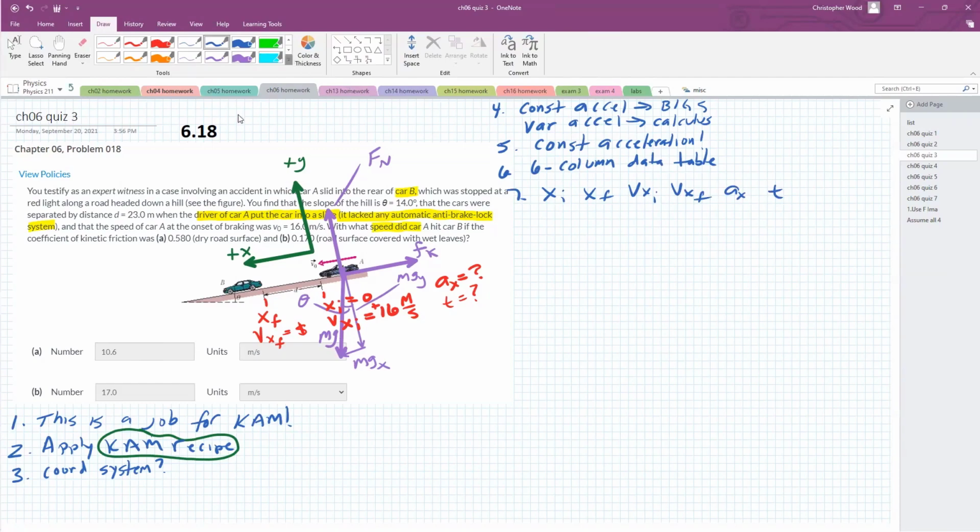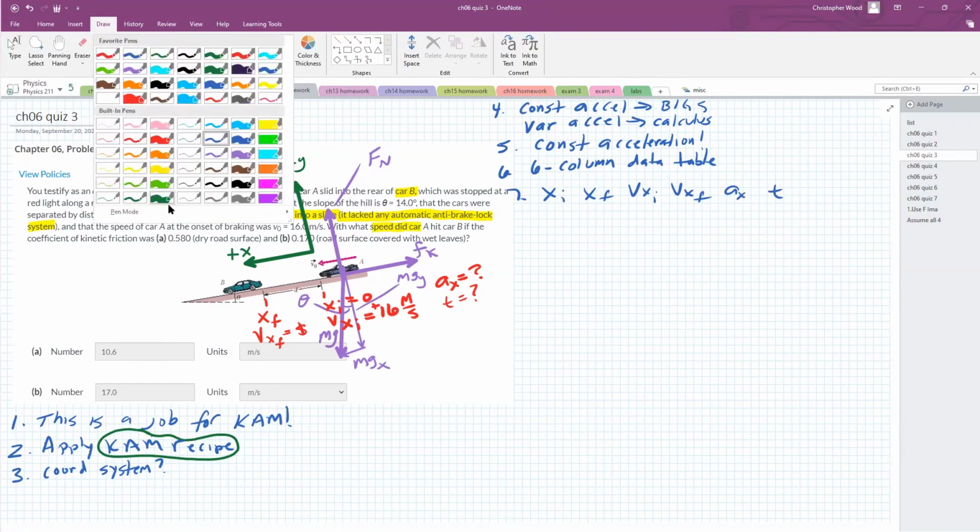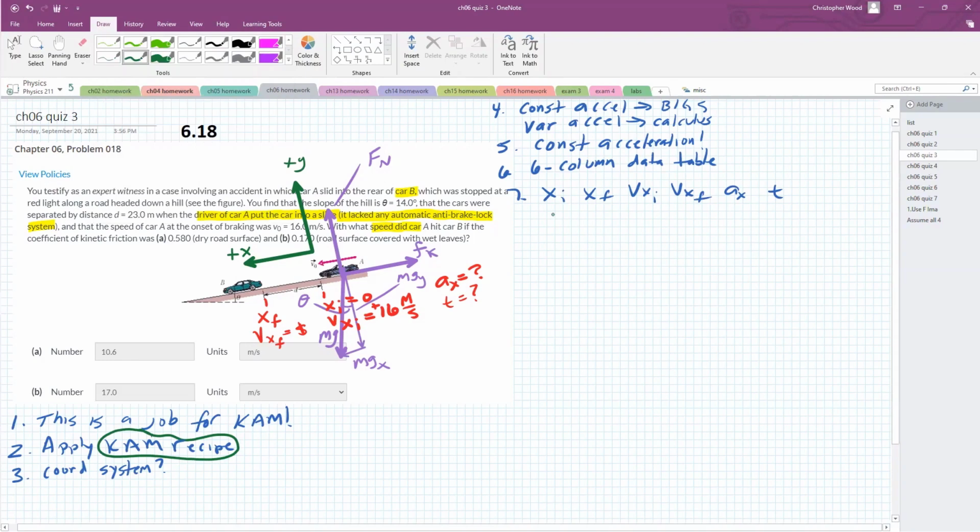And now it's just a game. What do I know as far as these entries are concerned? X initial is 0. X final is D. For me, this is 23 meters. This is given: D equals 23 meters for me. My initial X velocity is down the ramp, so that is a positive number, and as mentioned, it is 16 meters per second. This is my impact velocity, VXF. This I don't know, and this I don't know.